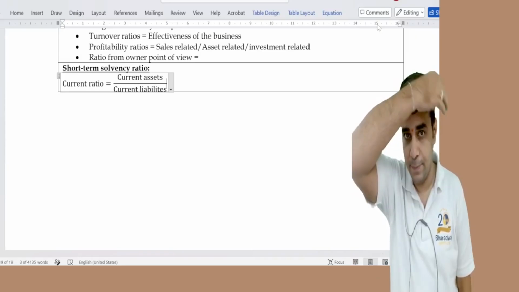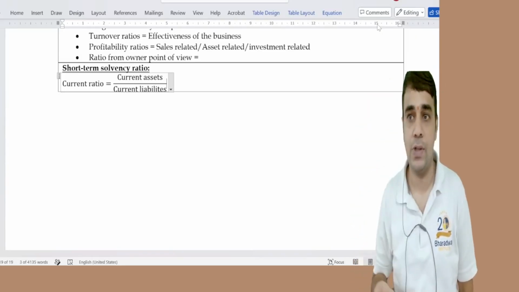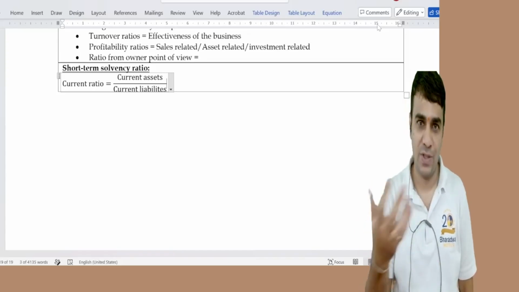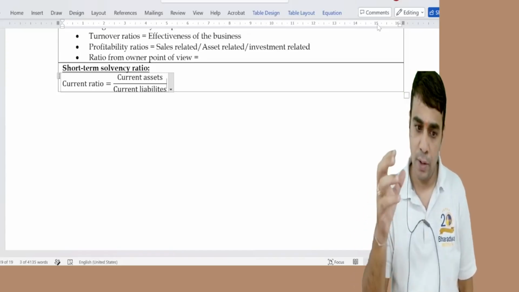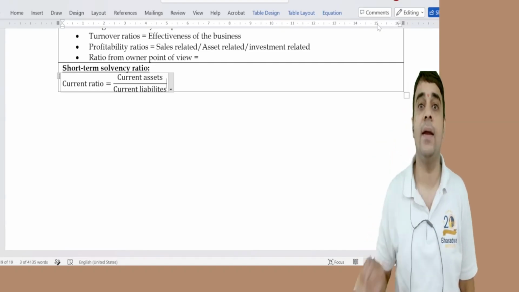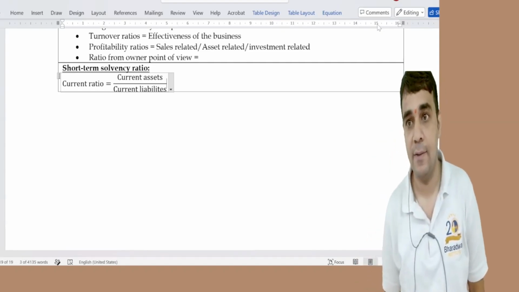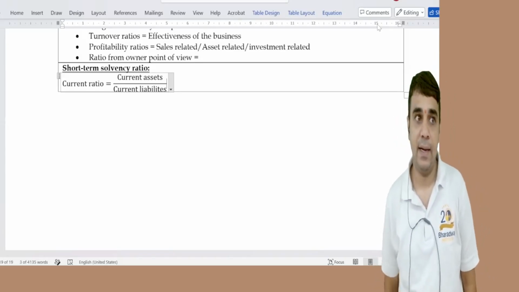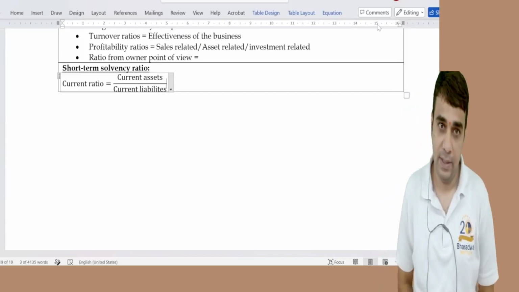I'll give you an example. There's a company, HUL, Hindustan Unilever Limited. They're into FMCG products, soap, shampoo, which you use. That company's current assets will be lower than their current liability. Does that mean they are in trouble? No. Their business is like that.